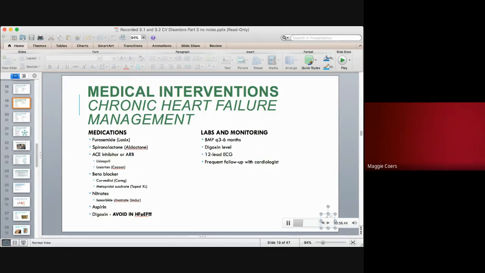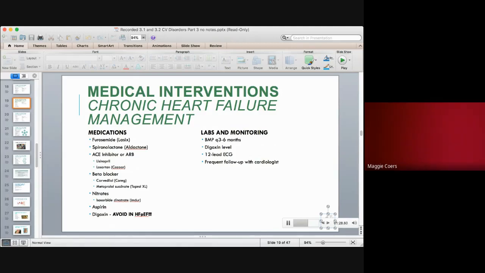And for those ACE inhibitors and beta blockers, I have some of the names of those that we use. So make sure that you know the names, like the ACE inhibitor, lisinopril or losartan. Okay, for beta blockers, the Coreg or the Toprol XL. We can also provide nitrates, especially if they have pulmonary hypertension or if they have chronic shortness of breath or activity intolerance, like an IMDUR.